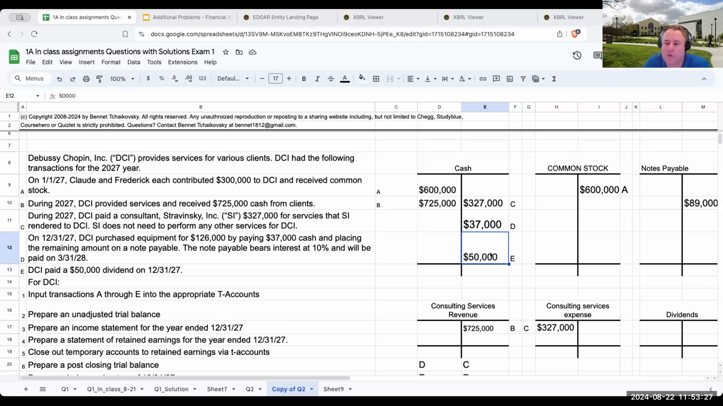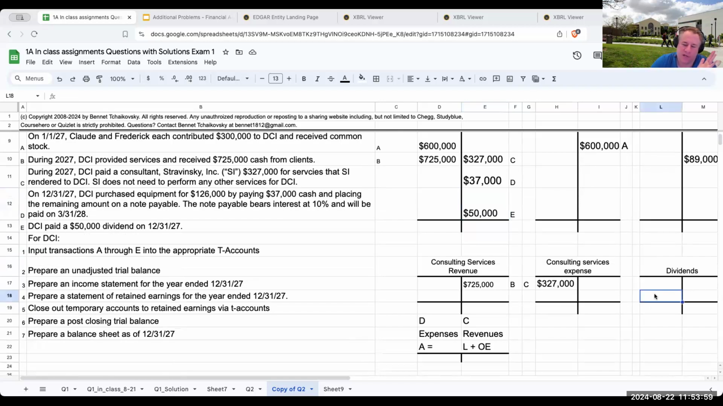Now, for every credit, I need a debit. When I give back to the shareholders, very important, this is not an expense. An expense is a cost of doing business. A dividend is a decision by the board of directors of a corporation to take those earnings that the company has earned and give them back to the shareholders. It's not a cost of doing business. So therefore, we're going to debit an account called dividends, which means how much did we give to our shareholders during a particular period of time.